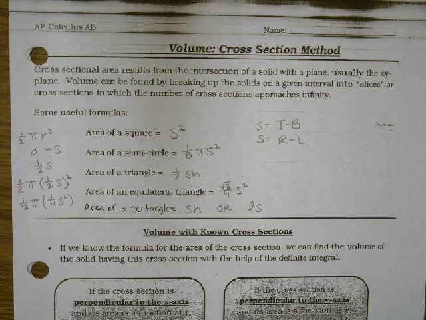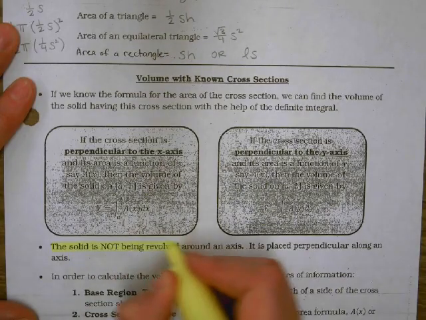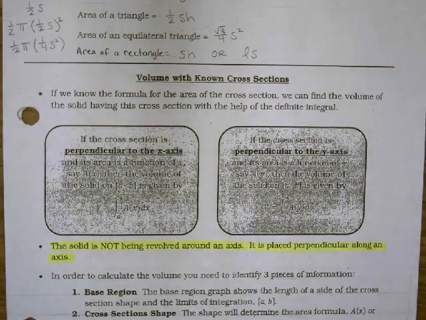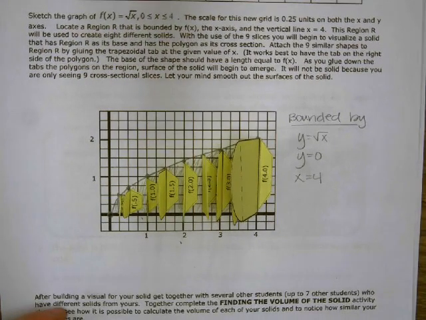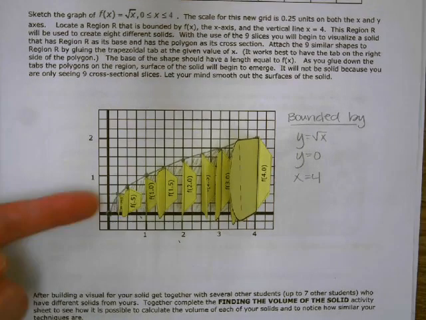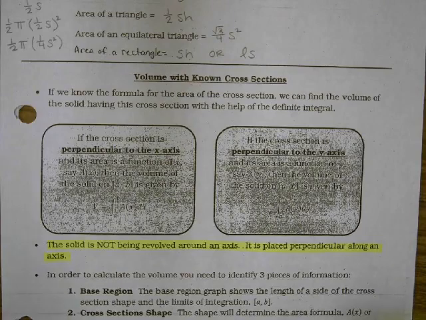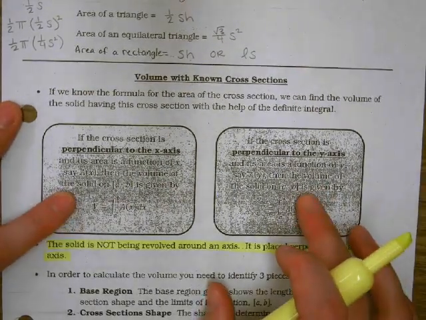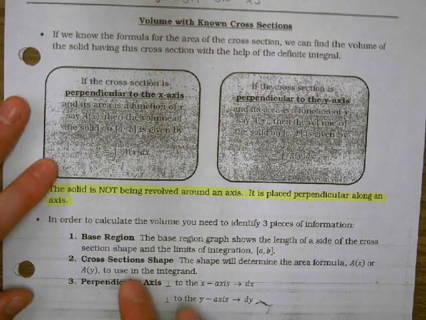Okay, so here are some important things that I want you to highlight and remember. The solid is not being revolved around an axis. It is perpendicular along an axis. So this is perpendicular to the x-axis, it's sticking straight up from right there, okay? We are not taking something and spinning it around. You can tell these are important because they were probably in color on the original document that we got them from, but it's highlighted down here actually.